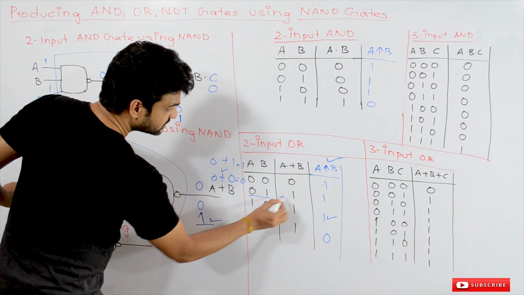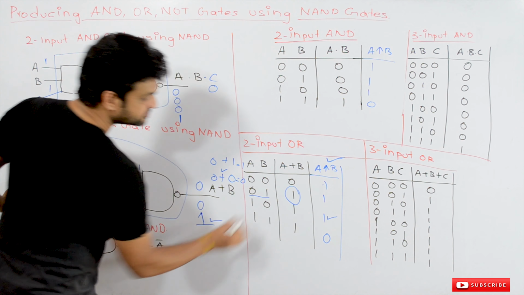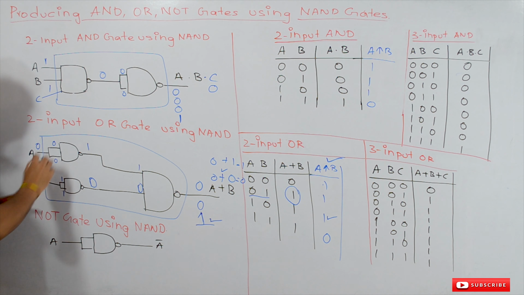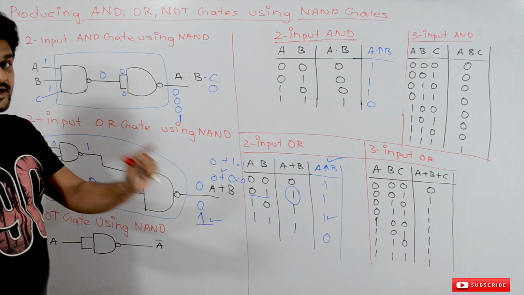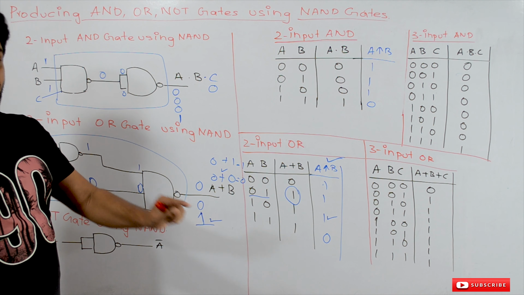With 0 1 the OR operation is going to generate a 1. So this circuit is acting like an OR gate. Using the NAND gates, we have created an OR gate. Now we will check for the remaining inputs also.